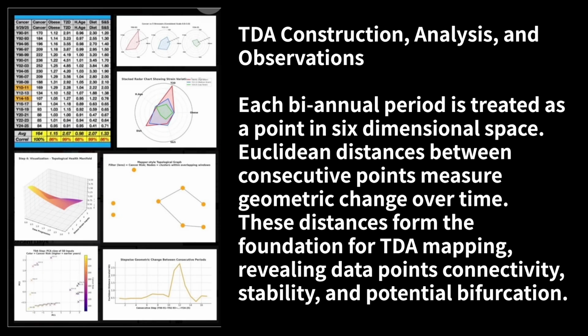TDA construction, analysis, and observations. Each biannual period is treated as a point in 6-dimensional space. Euclidean distances between consecutive points measure geometric change over time. These distances form the foundation for TDA mapping, revealing data points, connectivity, stability, and potential bifurcation.